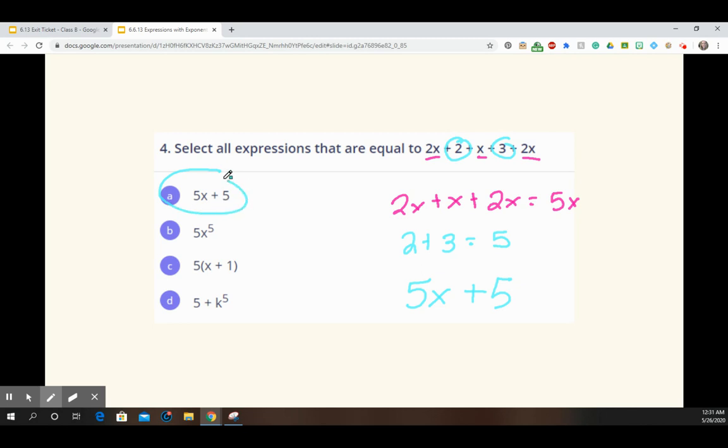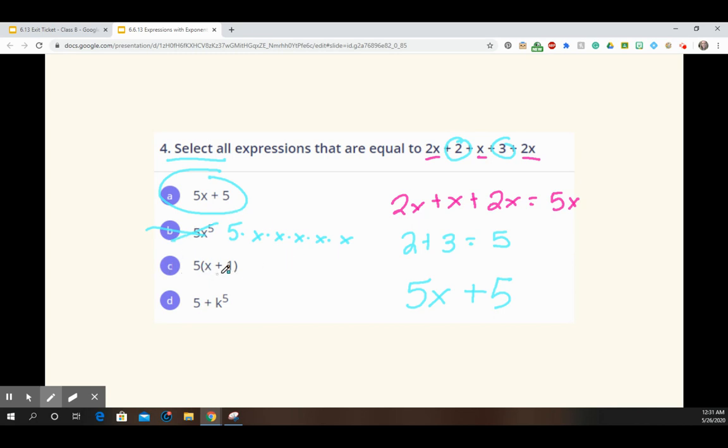So it's that choice here. There's actually another because it's a select all, so you definitely have to make sure you're looking at all of them. Let's evaluate each one and see if it would match. Now 5x to the 5th would be like this: 5 times x times x times x times x times x. That's really different than what's happening in our expression. That one doesn't make sense.